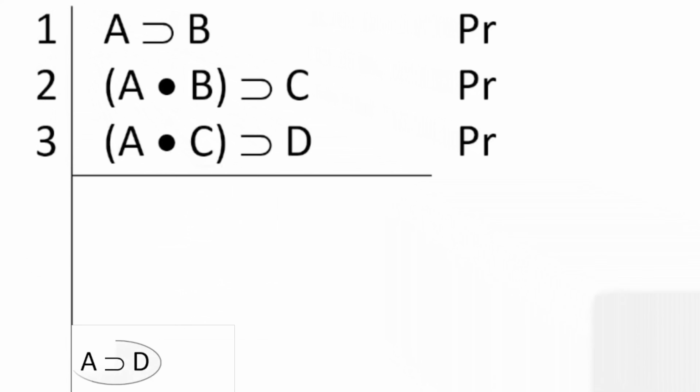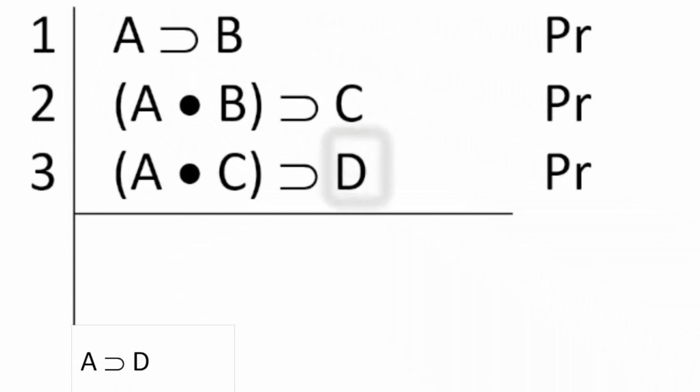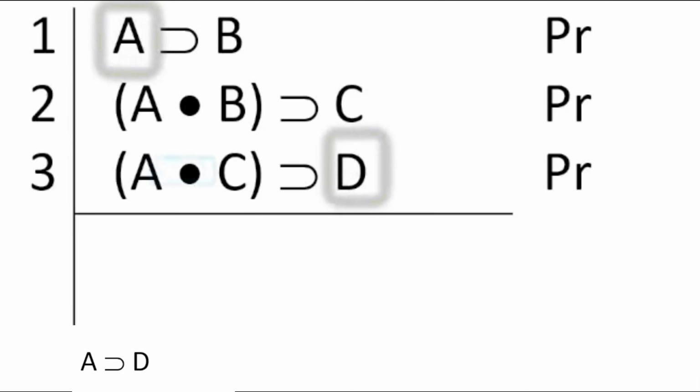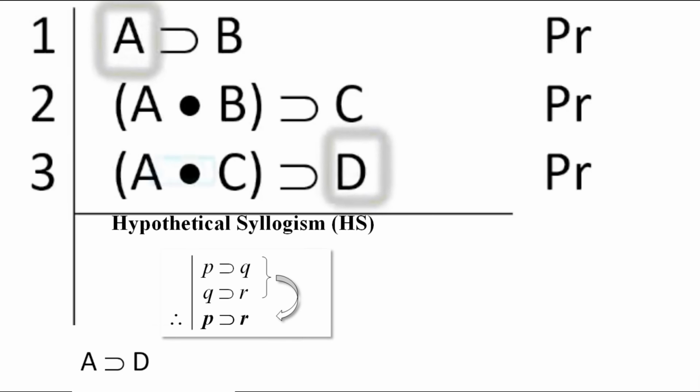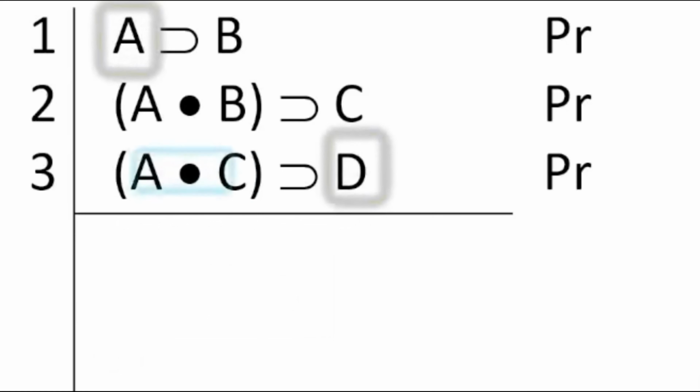If you look carefully at the premises, you will see that we have a conditional with A as the antecedent in line 1 and with D as the consequent in line 3. But we can't apply hypothetical syllogism to these 2 conditionals because we can't match the middle term. Moreover, the antecedent of the conditional in line 3 is a conjunction, A and C, and somehow we would need to involve the consequent of the conditional in line 2. That's the only place where C occurs.